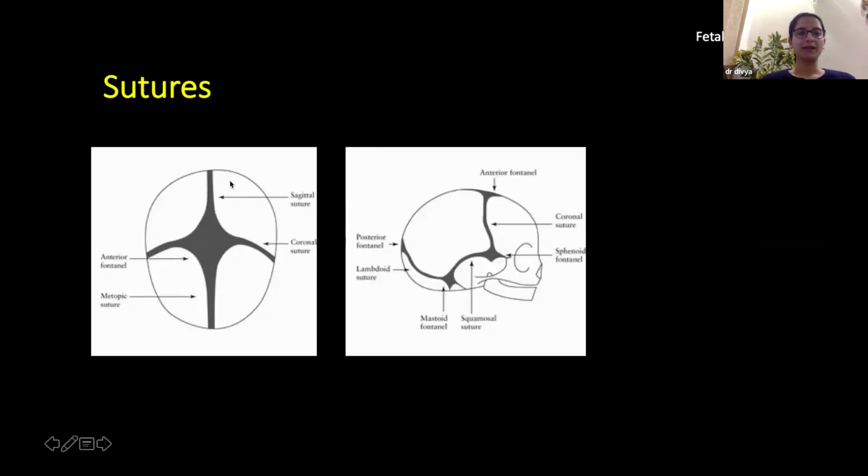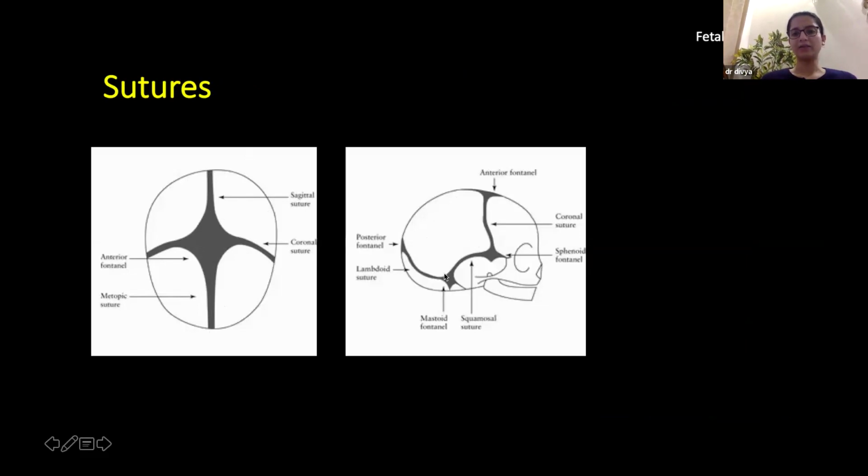Now, starting with sutures, if you are looking at the skull from the top, and this is the anterior, this the posterior, then anteriorly we have the metopic suture, which continues into the anterior fontanelle. On either side is the coronal suture, and posterior to the anterior fontanelle is the sagittal suture.